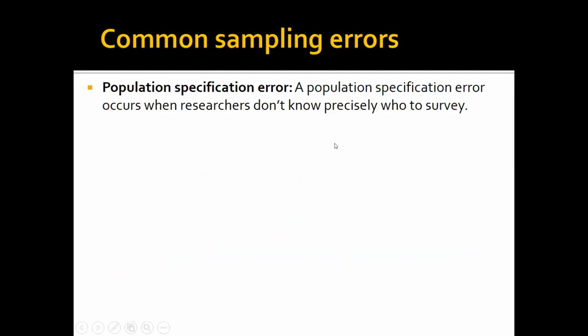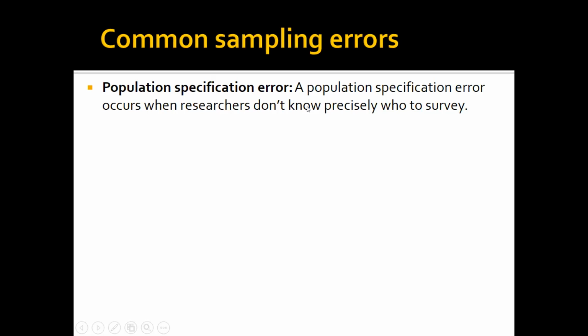So these are some of the common sampling errors, like the population specification error, where the researcher is not exactly able to know what he is going to survey. So that may cause population specification error. Like the person says that, oh, I am just going to study the whole city, and he's not having any clarity.